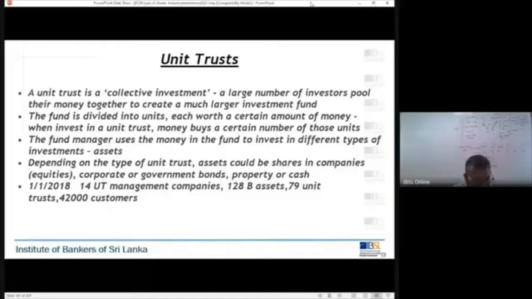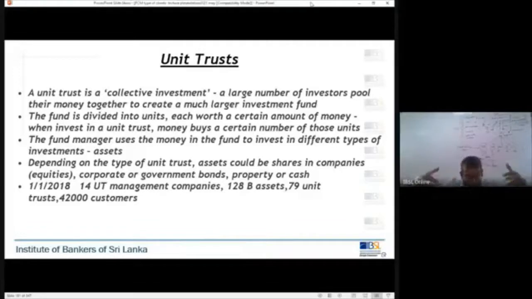Now we move on to another financial instrument, which we call unit trust. Now you know what a unit trust is. A unit trust is a collective investment: a large number of investors, each with a small amount of money, who cannot invest on their own. So what is the value of a unit? Rupees 10. So you and I can go to the unit trust company and invest our money, and the company combines a large fund.